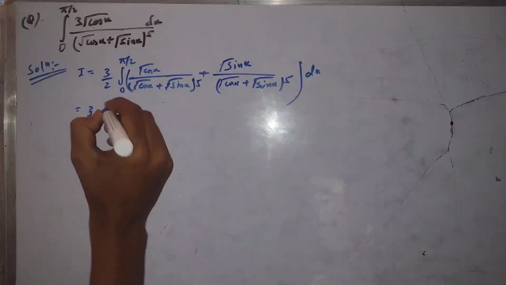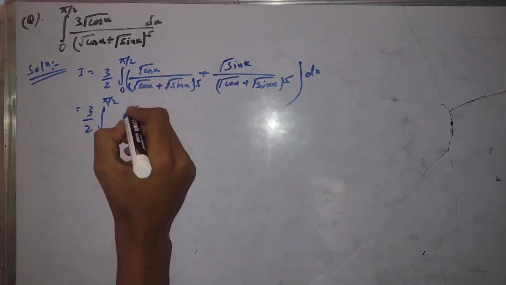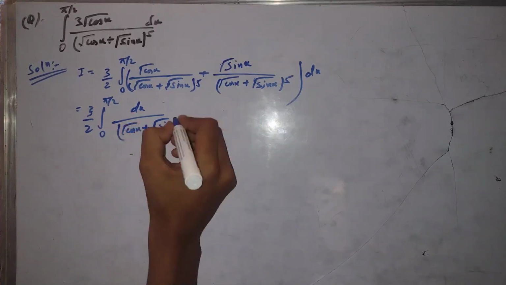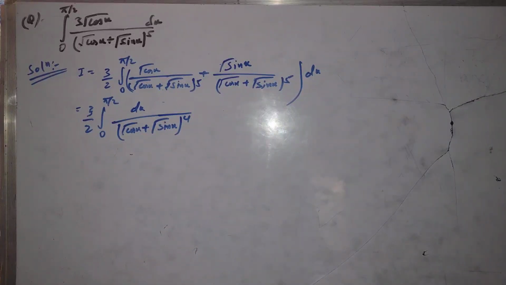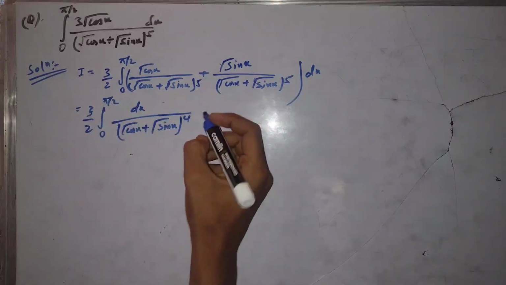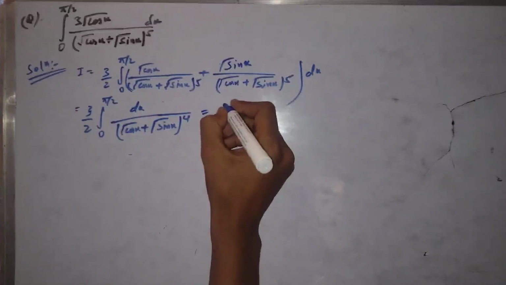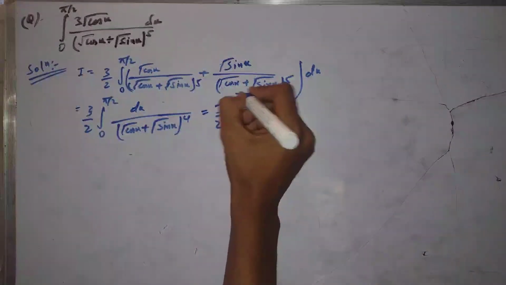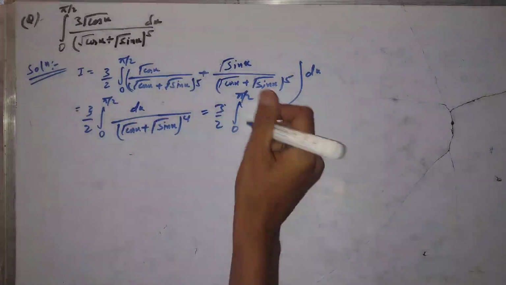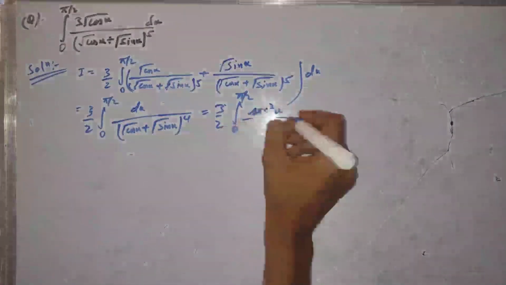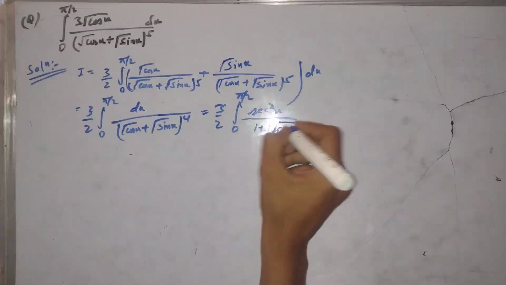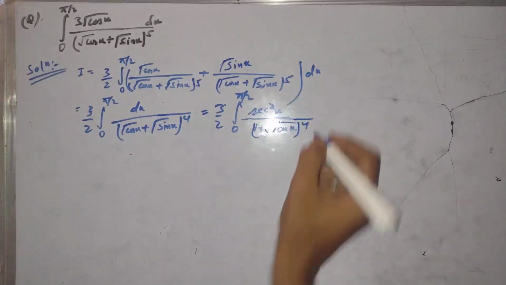So this is 3 by 2, from 0 to pi by 2, and both cancel out to give dx upon root cos x plus root sin x to the power 4. Now we can see that this is a very good combination of cos with power 4. If you take root cos out, it will be cos square, so this becomes 3 by 2, 0 to pi by 2, cos square comes out, and this cos square we can write as sec square. So this is sec square x over 1 plus under root of tan x, the whole to the power 4.